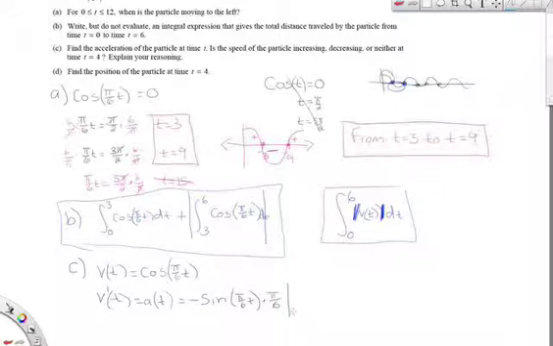Now they want me to evaluate it at time equal 4. So I get negative sine of 4, and for t makes it 2/3 pi times pi over 6. So now I got to think about the graph of sine. So I go to sine.